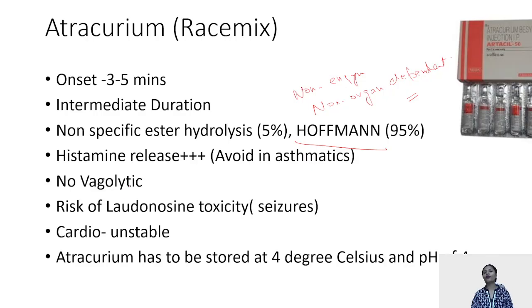It is not vagolytic, but it can lead to peripheral vasodilation, leading to reflex tachycardias. Atracurium has one metabolite, that is laudanosine. Laudanosine is toxic, especially in renal failures, and can lead to seizure-like activity. Laudanosine. Cardiac, it is not stable.